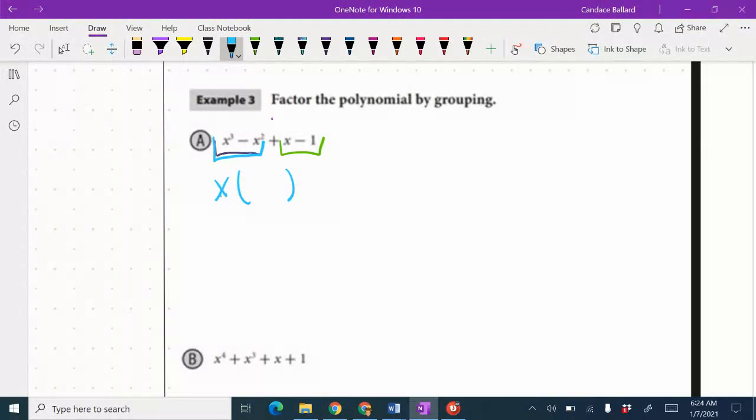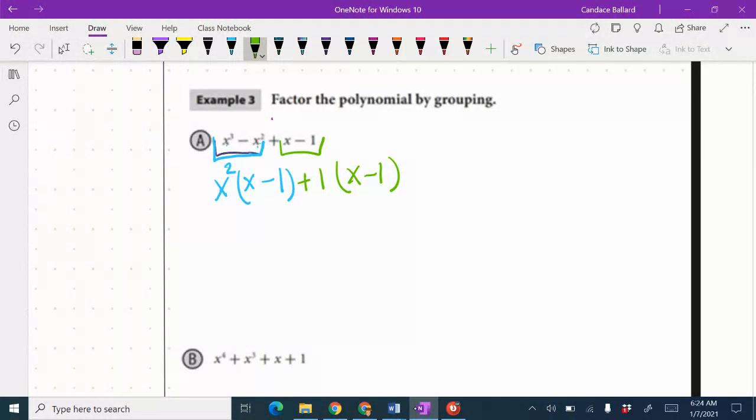Actually, I'm going to pull out x squared, not x. When I divide x squared into x cubed, that is x. When I divide x squared into x squared, that's minus 1. If I look at the green group, this is kind of weird, but the greatest common factor is 1. So when I pull 1 out, I'm left behind with x minus 1.